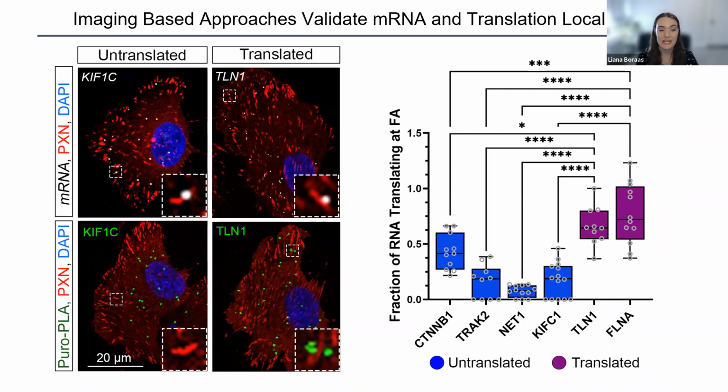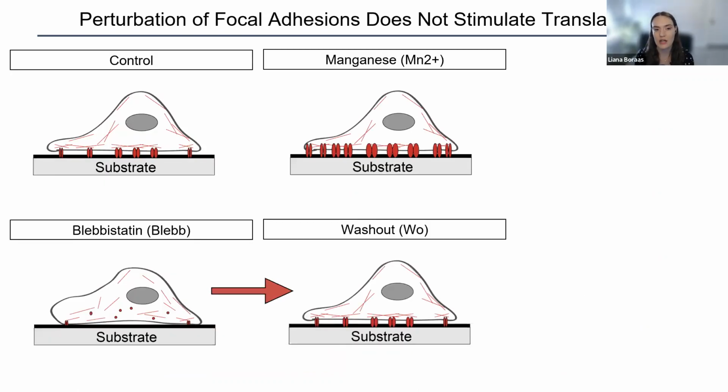Now, all of these assays were done in steady state conditions. So the cells, they're just sitting, chilling in a dish. So we wanted to perturb focal adhesions in a few different ways to understand whether or not we could stimulate translation of these untranslated species. We did 3 different treatments.